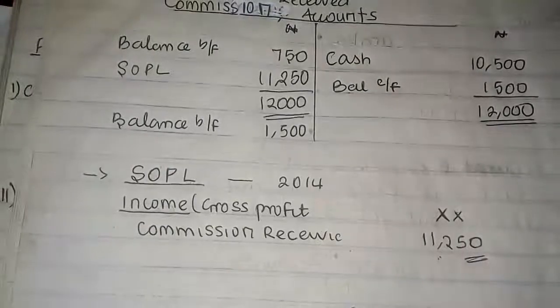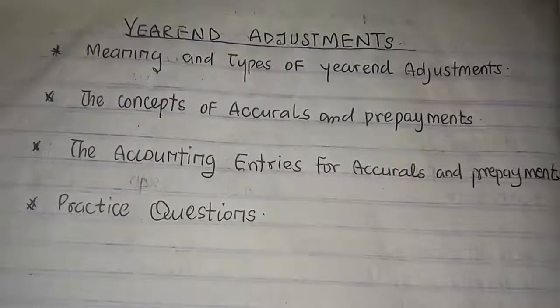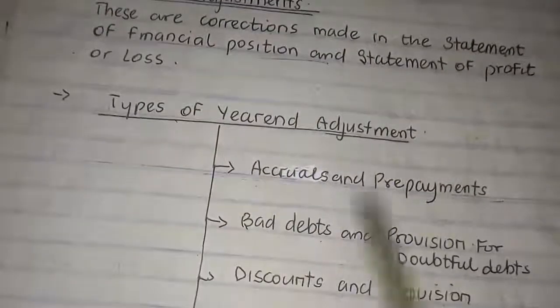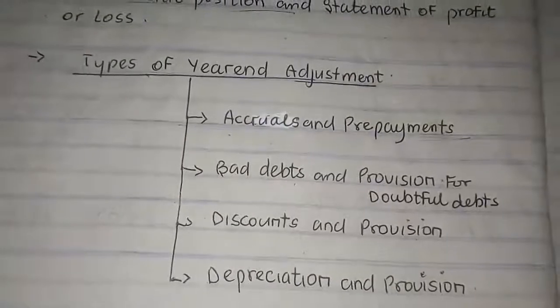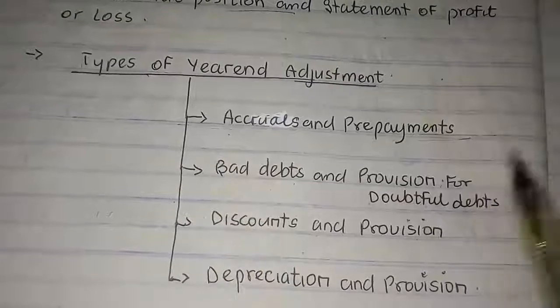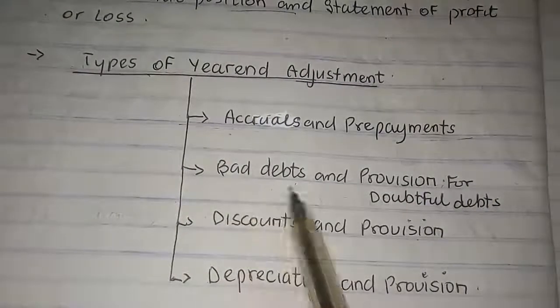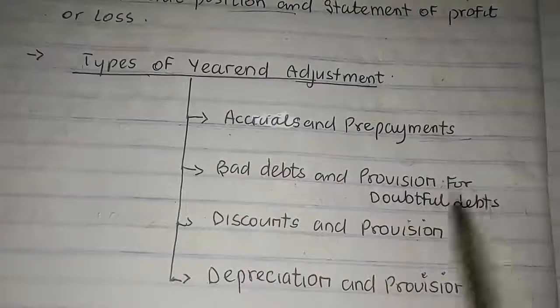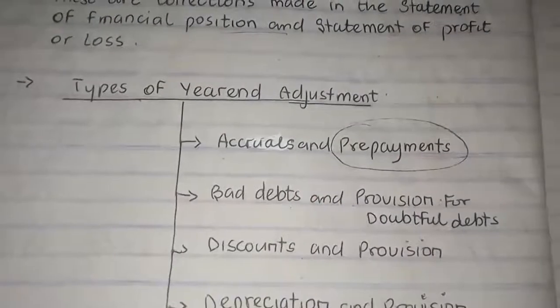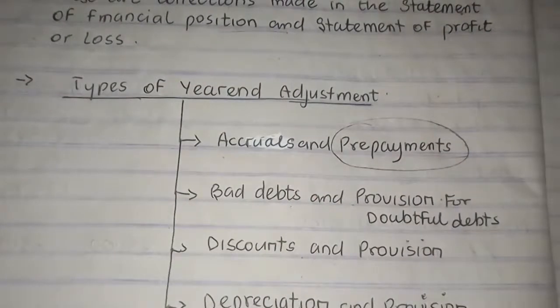Don't forget, we started with meaning and types of year-end adjustments. We looked at the types of year-end adjustments. If you have any question, please try to contact me on the Prodigy. I'm ready to answer you. We have bad debt, provision for bad debt. In the next class, we are going to look at prepayments. Before I give you the assignment, I'll give you the assignment in the next class, but I want questions. Ask questions on the Prodigy. I'm ready to answer you.